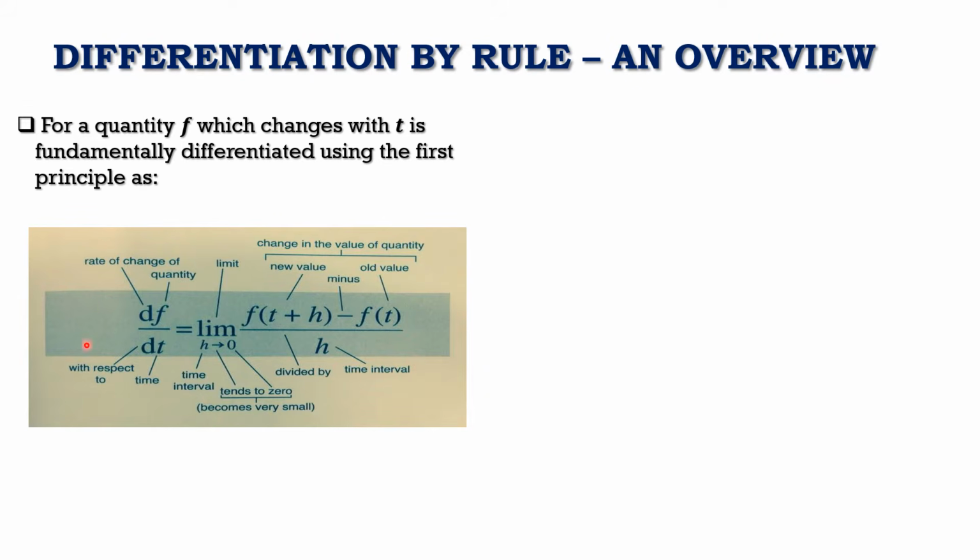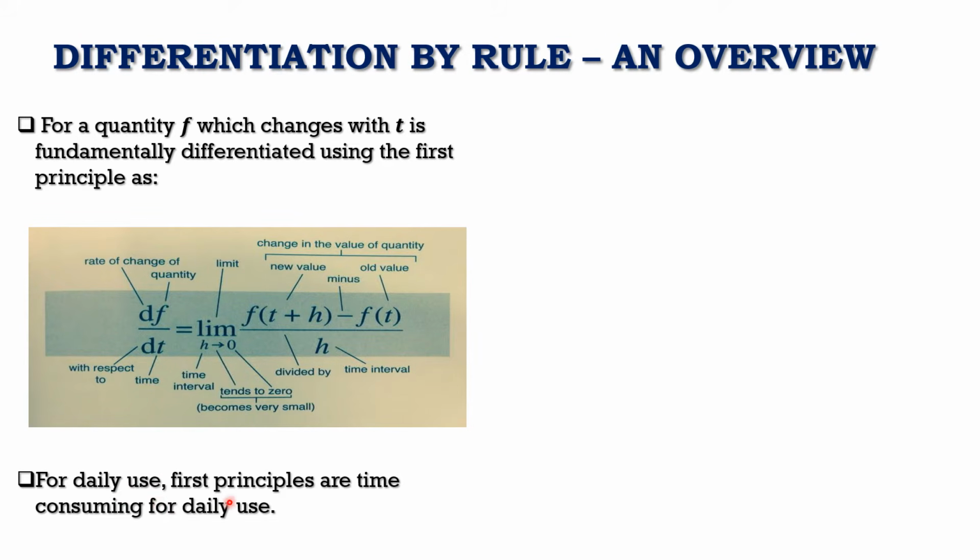That is differentiation from the first principle, where f of t plus h represents the new value and f of t represents the old value. So the numerator indicates the change in the value of the quantity, and h represents the time interval from the new value to the old value. As h approaches 0, the whole of this expression becomes the rate of change of quantity f with respect to quantity t. Now, for daily use, first principles are time consuming.